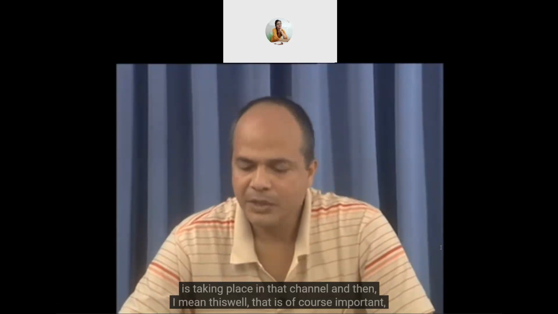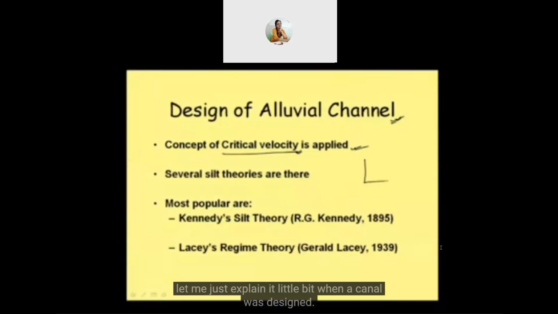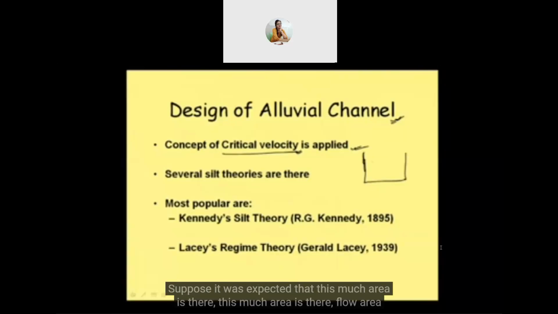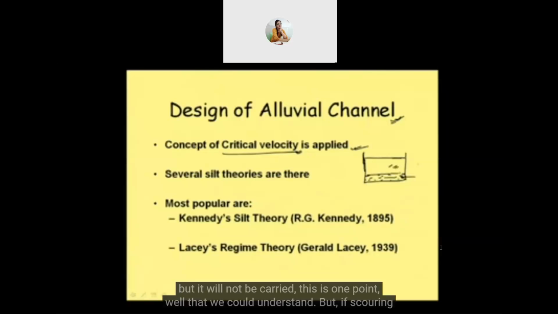And then, that is of course important. Let me just explain it a little bit. When a canal was designed, suppose it was expected that this much flow area will be there, and sediment deposition has taken place, so its capacity has reduced. Now its sectional area remaining is only this much because of sediment deposition. So when the capacity reduces, then suppose we expected that this much water will be carried, but it will not be carried. This is one point. Well, that we could understand.